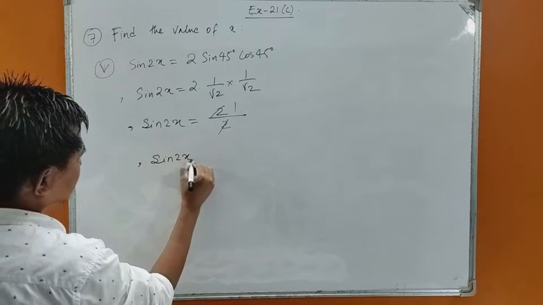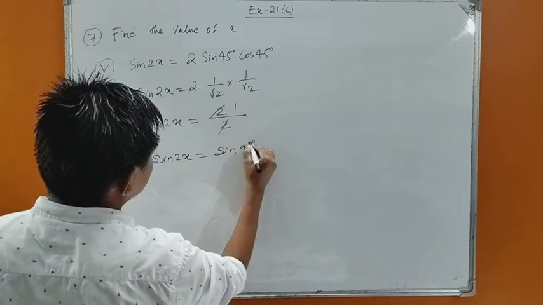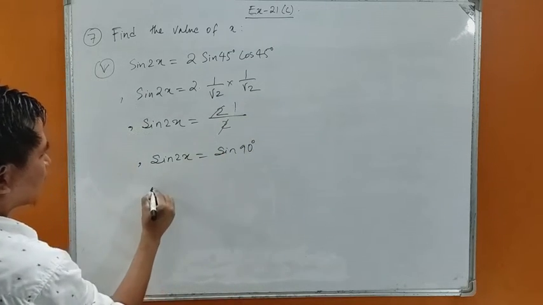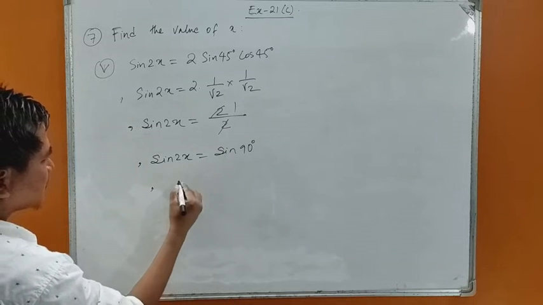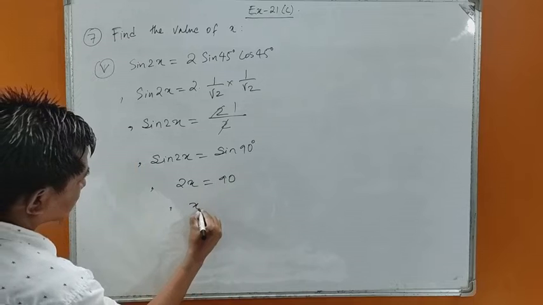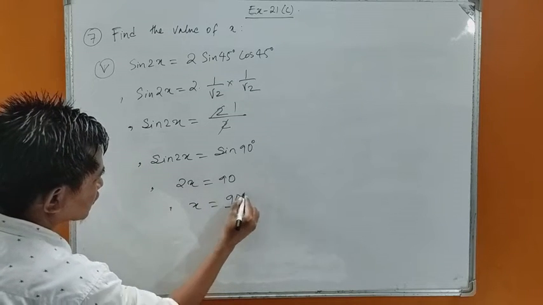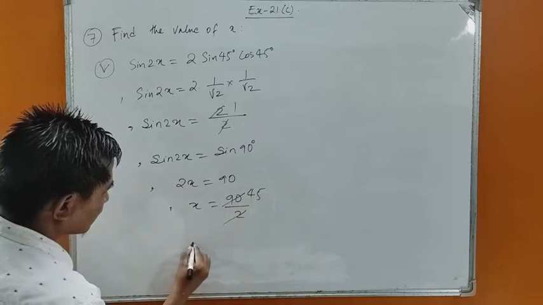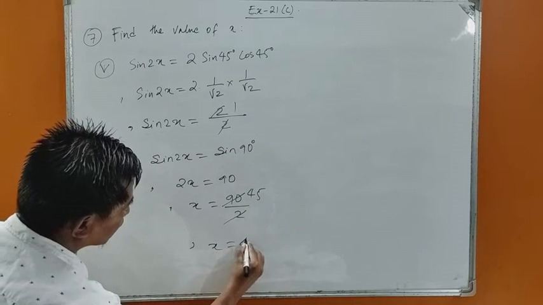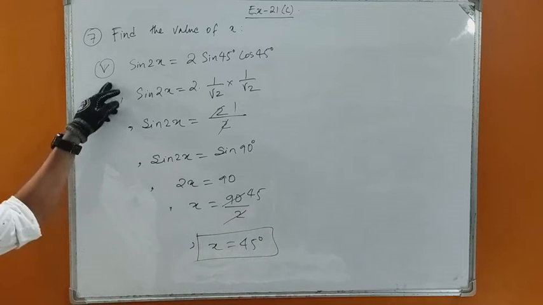So this 2 and 2 get cancelled, 1 remains here. Sin 2x equals 1 means sin 90 degrees. Sin 90 means 1, or let us leave sin from both sides. 2x equals 90, or x equals 90 over 2. This 2 goes to the denominator. 2 1s are 2, 2 45s are 90, or x equals 45 degrees, isn't it? So this is the answer for question number 5 of 7.